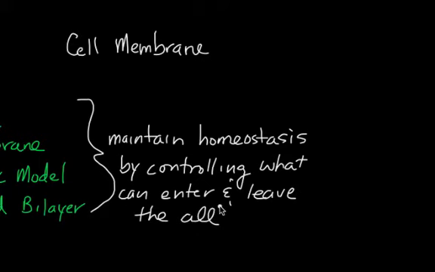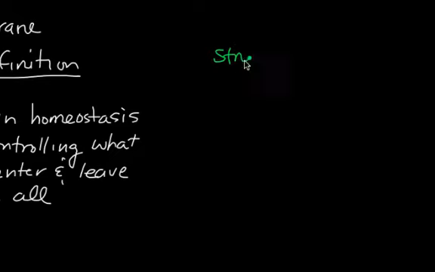So you need to make sure that you know what its job is, regardless of what it's actually named, what it's actually called. Now, its ability to maintain or control what can enter and leave the cell is dependent on its actual structure. So this is my definition of the cell membrane. So we have the definition here. We have the name here. The next thing that I want to talk about is the actual structure. So we're going to talk about the structure next.